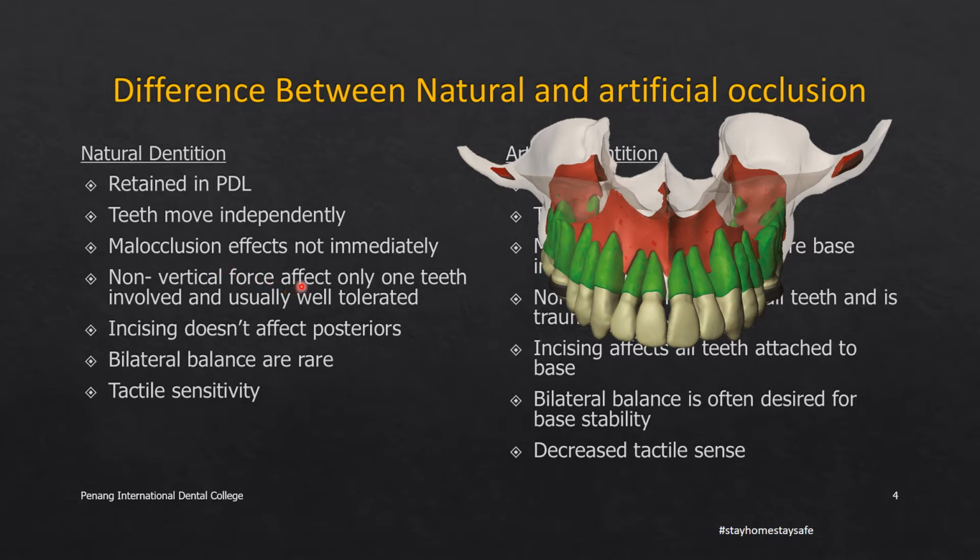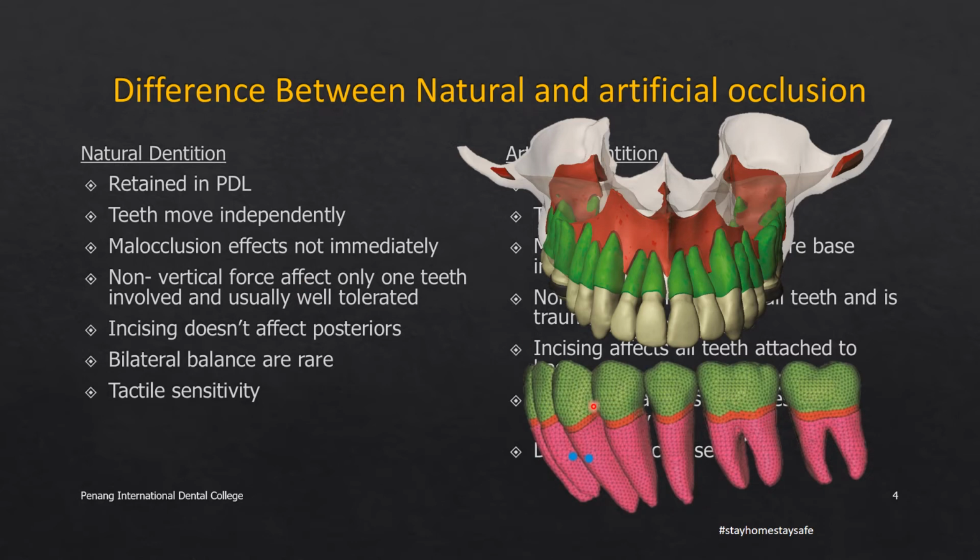Non-vertical forces such as lateral forces in the mesiodistal or buccolingual direction are usually tolerated well by the teeth in question. They do not affect all the other teeth in the arch. Bilateral balanced occlusions are rare in the natural dentition since it is not a natural thing and it is a man-made type of occlusion which is specifically created to be designed in complete dentures for the sake of stability and retention of the complete dentures. So natural dentition does not have balanced occlusion.